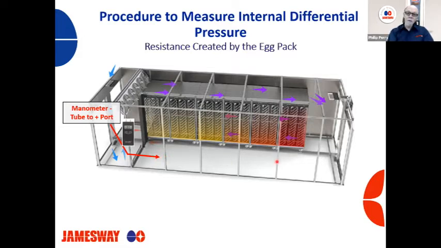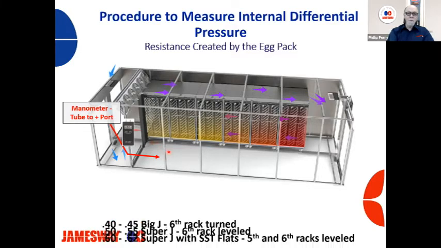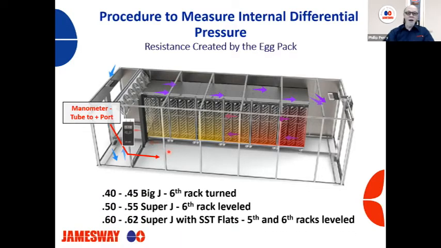Some of our older manuals said to bring it back to the 5th or 6th rack, but we found it's not necessary. We get the same reading here, the resistance reading, as we do back here. So stick it on there, take your reading. If you're using a Big J, 36 egg flat, the 6th rack should be turned when it reaches that position. For a Super J, our reading should be between a 0.50 and a 0.55, and the 6th rack leveled in a Super J. We do not recommend leveling the 5th rack.